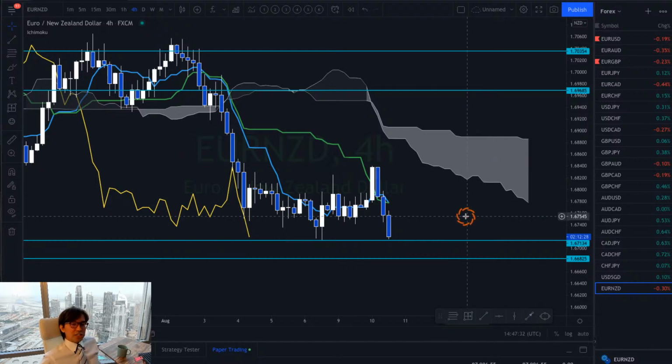I don't usually trade New Zealand pairs because they are spiky in lower time frames, like the 5 or 15 minute chart, and the spreads are relatively higher than other pairs.